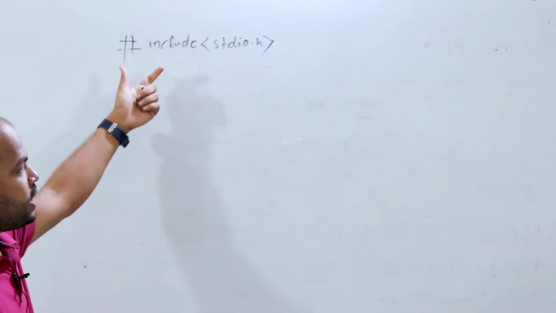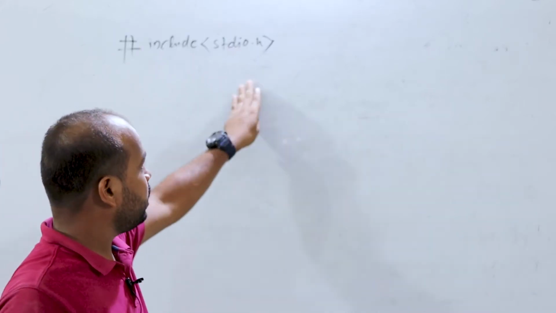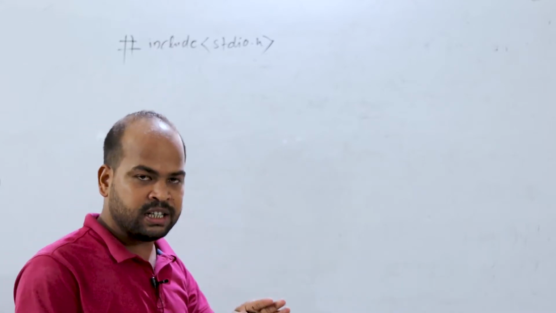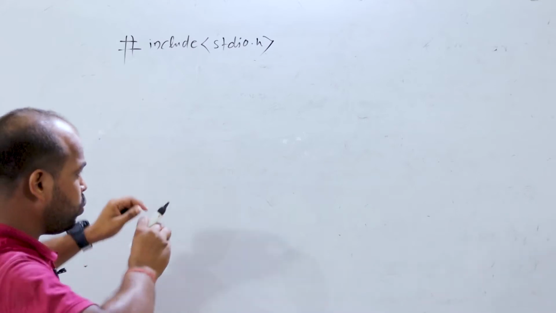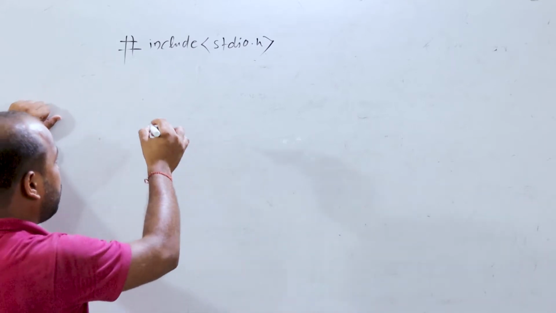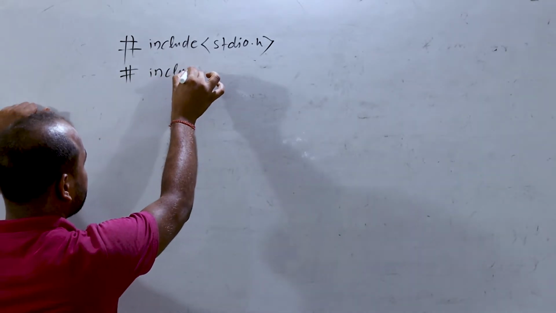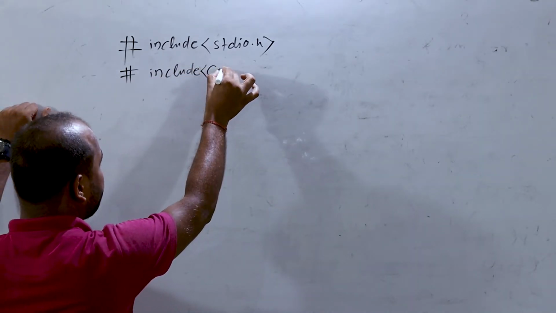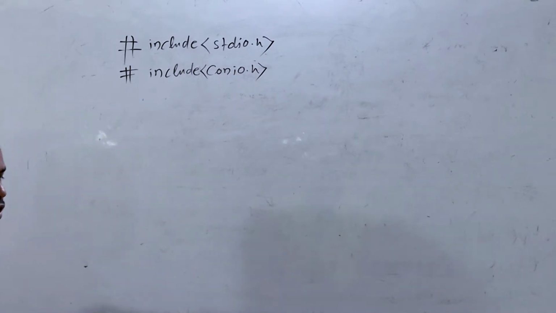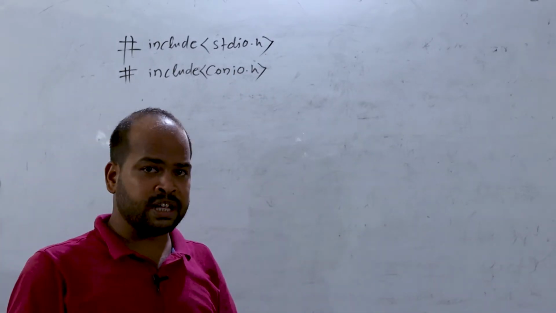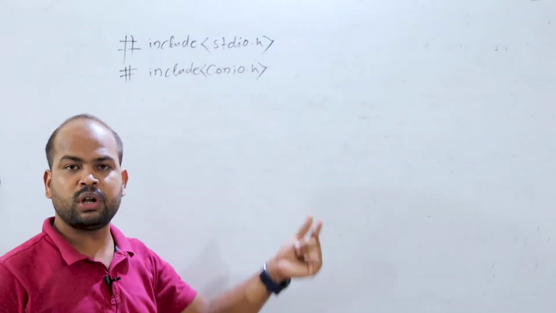What is the purpose of writing #include? That means to load and activate the header file. When the header file is active, then all the functions will work. Then after that I will write one more header file, that is #include conio.h. There are also different functions already present in the conio.h header file, that is console input output.